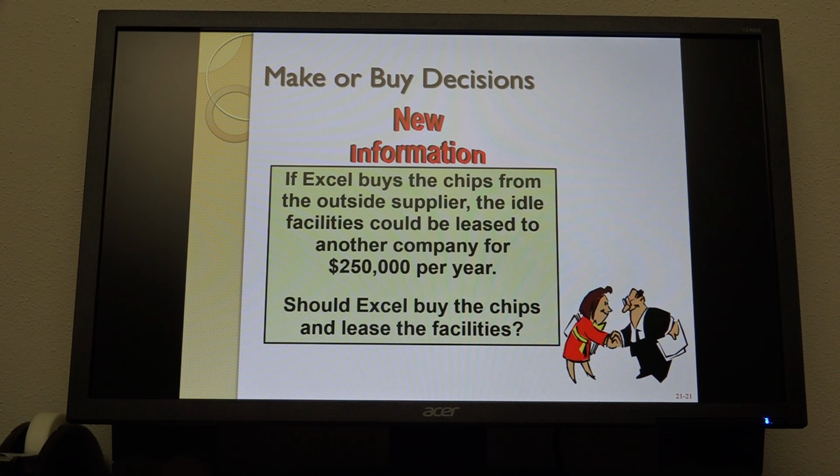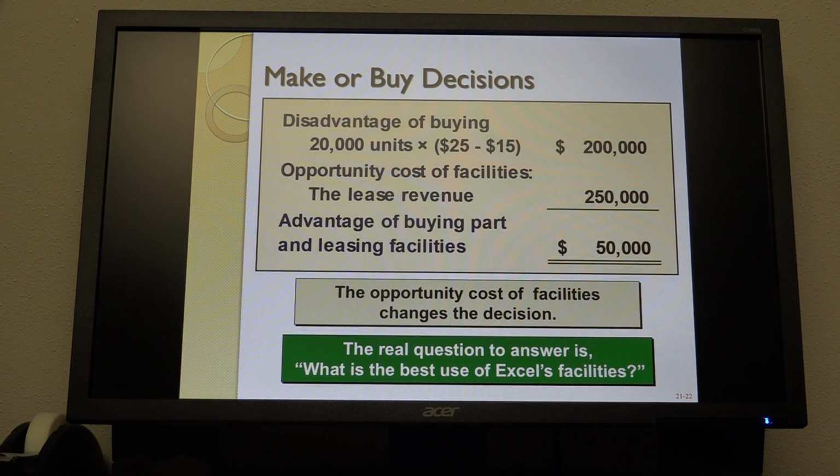So there they are losing $200,000 in the deal, but because their revenues of $250,000 exceed the additional cost of buying, the answer is they should buy the chips and lease the facilities because it's a net increase of $50,000. And so the opportunity cost of the facilities, renting the facilities, changes the decision.